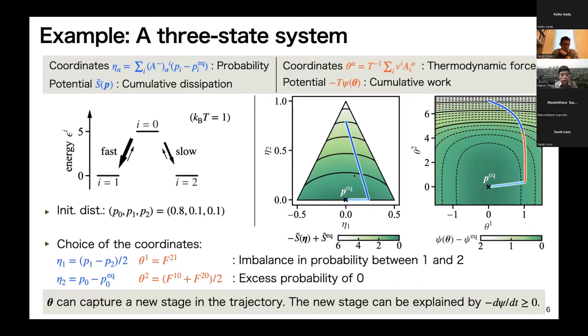On the other hand, in the theta coordinates, the process looks like three stages. So the imbalance theta1 first grows, then it stays constant, and then it decreases. So this model shows that we can capture a new separation of stages, or more generally, we can capture new insight into the trajectory using theta coordinates. And moreover, in this model, I don't have time to explain, but the emergence of this new stage can be explained using this new constraint.